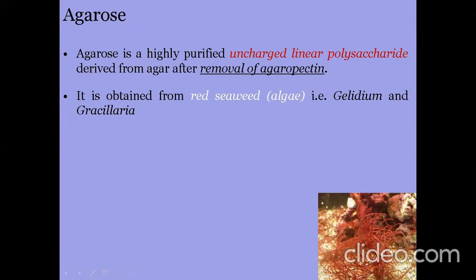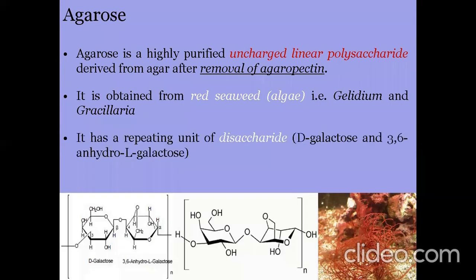And agarose has a repeating unit of disaccharide. The disaccharide has D-galactose and 3,6-anhydro-L-galactose. So this is a disaccharide, and this is the repeat. So agarose is the repeating unit of these disaccharides.